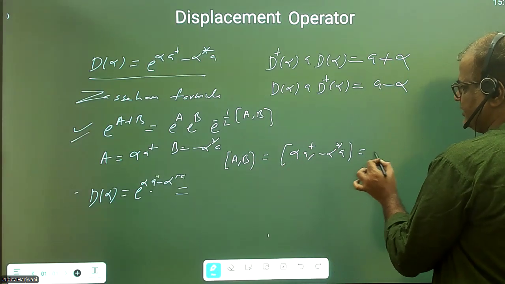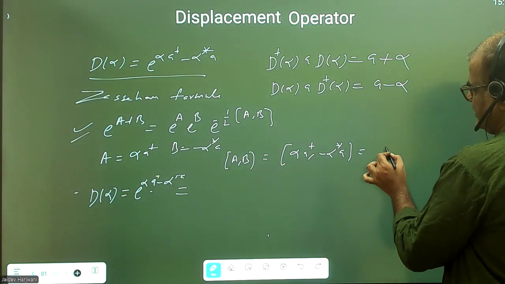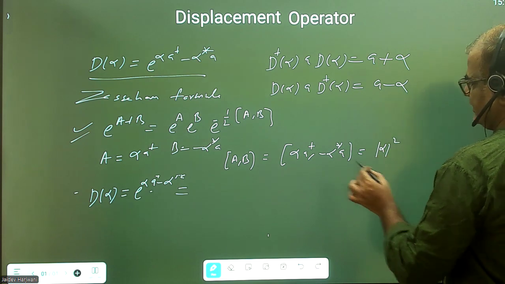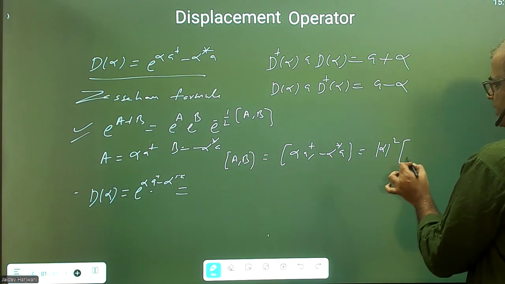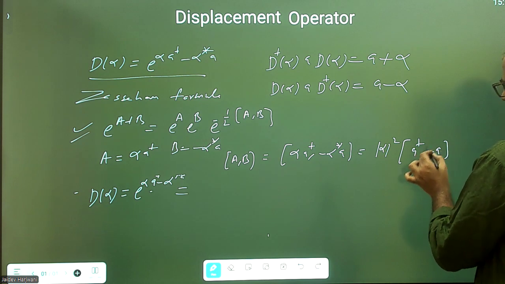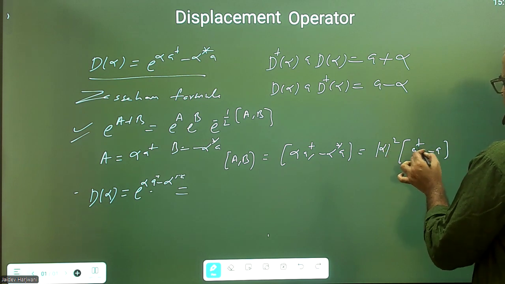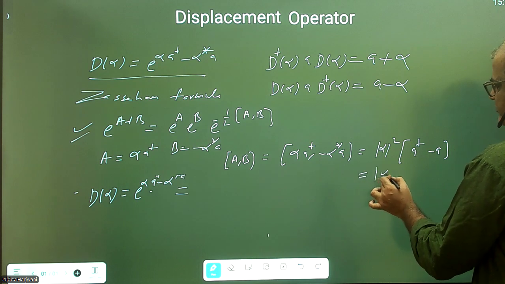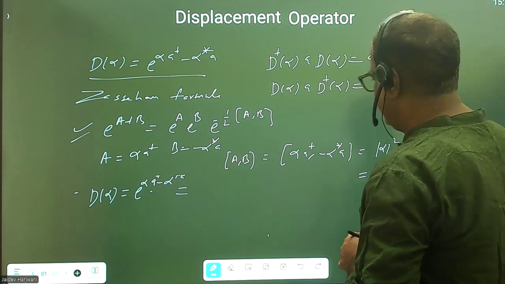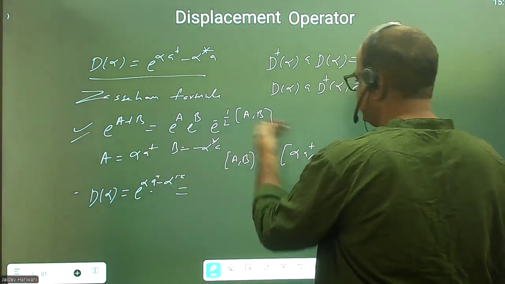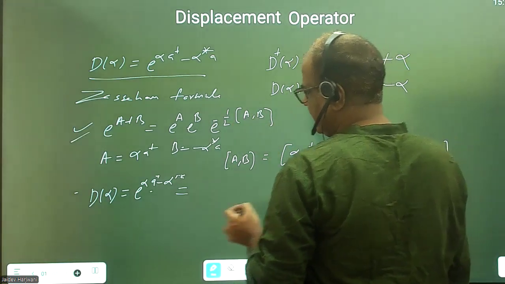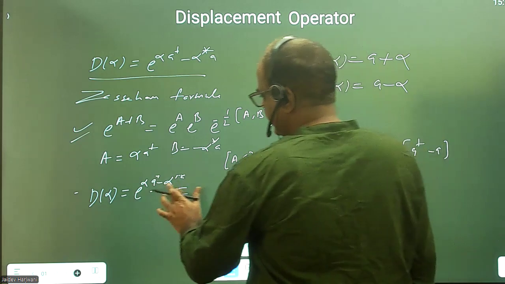So this gives me mod of alpha square, and this is your A dagger minus A, and this is equal to minus A, so again alpha square, so this gives me the alpha square by 2. Okay, and this commutes with A as well as B because this is a complex number, so I can always use this formula.